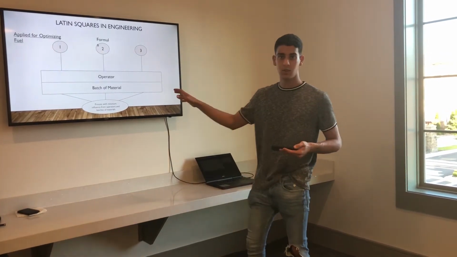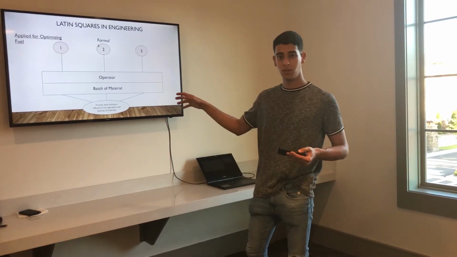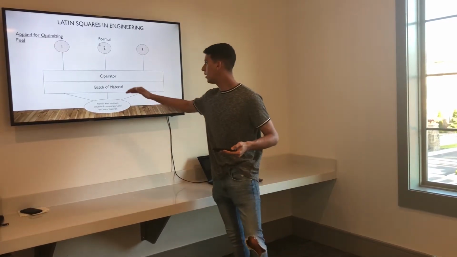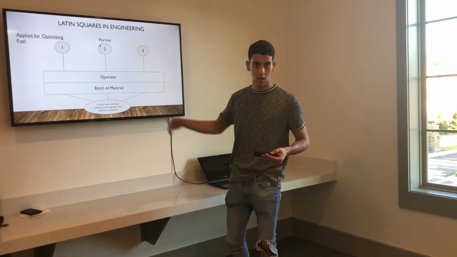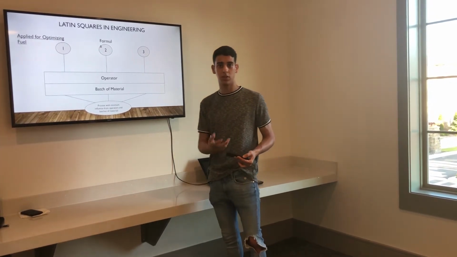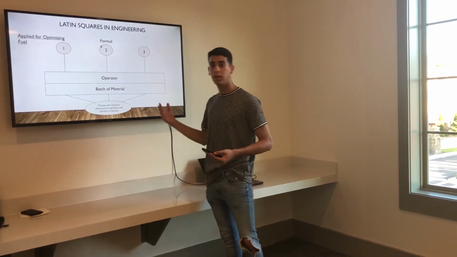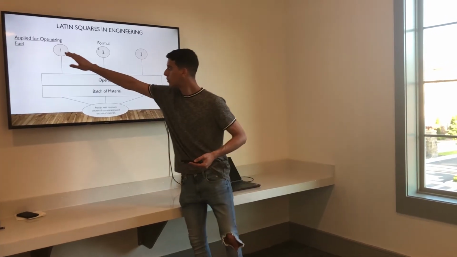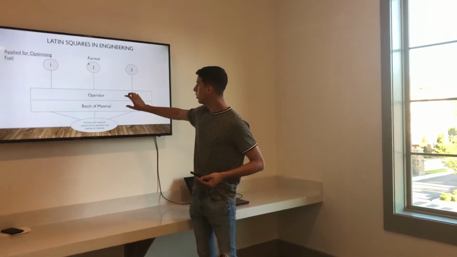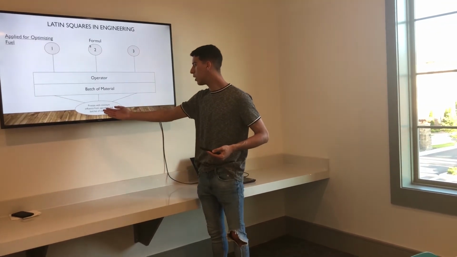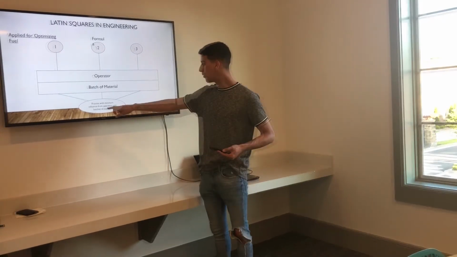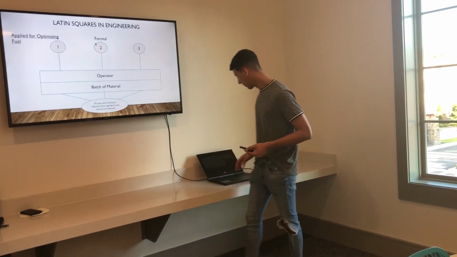So when we're taking this into account, we want to optimize the fuel. We take the nuisance factors of the operator and the batch of material, which should not affect our experiment. They're nuisance factors, they're independent of the outcome. We try to minimize them by running the different formulas 1, 2, and 3 through the process that analyzes the effect of the operator and batch of material, to end up with a process that minimizes the influences from the operators and batches of material.